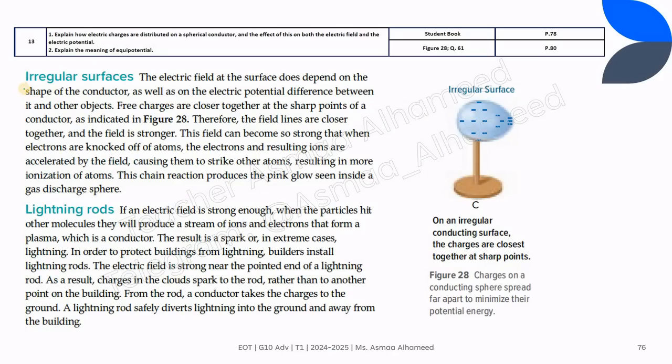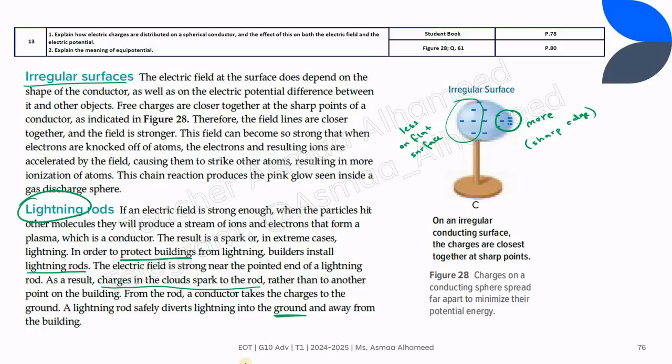What about if you have an irregular surface? So in this case, you will have more charge here because you have a sharp edge, and you have less on the surface that is flat. An example of these are the lightning rods, because they are attracting the lightning. They are put on buildings to protect them from lightning. They are called lightning rods, and the charge in a cloud sparks the rod and then it goes to the ground by grounding the lightning rod.